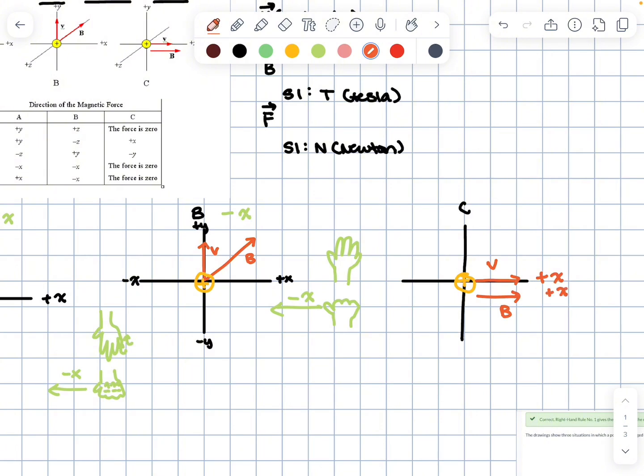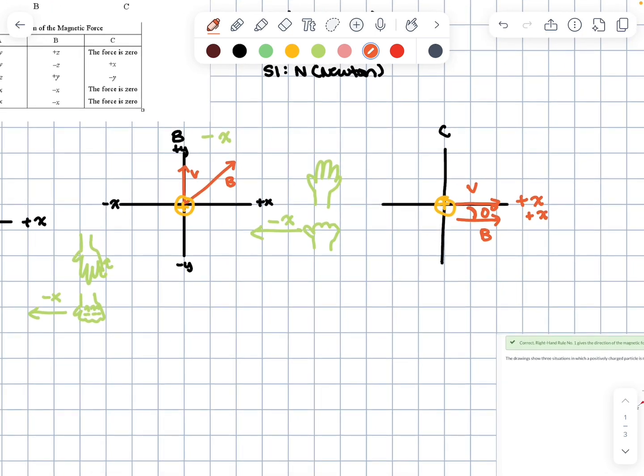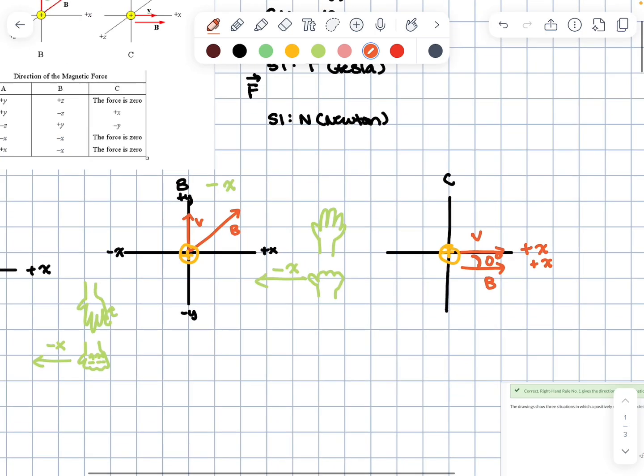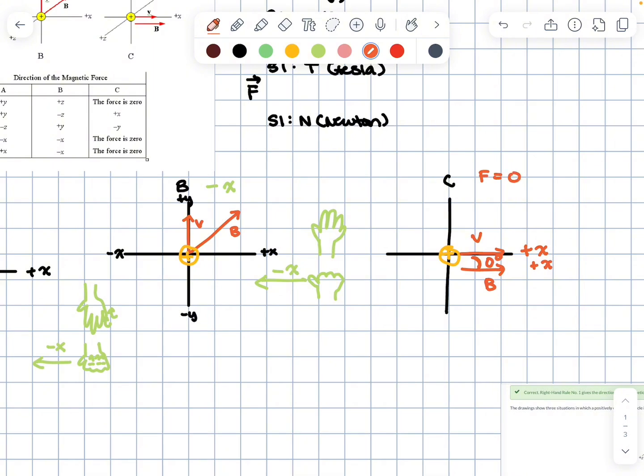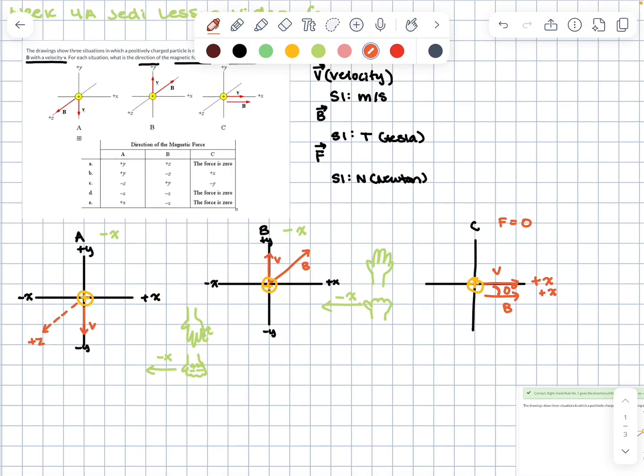then when the particle moves completely parallel to a magnetic field, the angle between them is going to be 0 degrees. So because the angle between them is 0 degrees, then we know that the force is also 0. So then this leaves us with our answer being negative x, and force being 0.